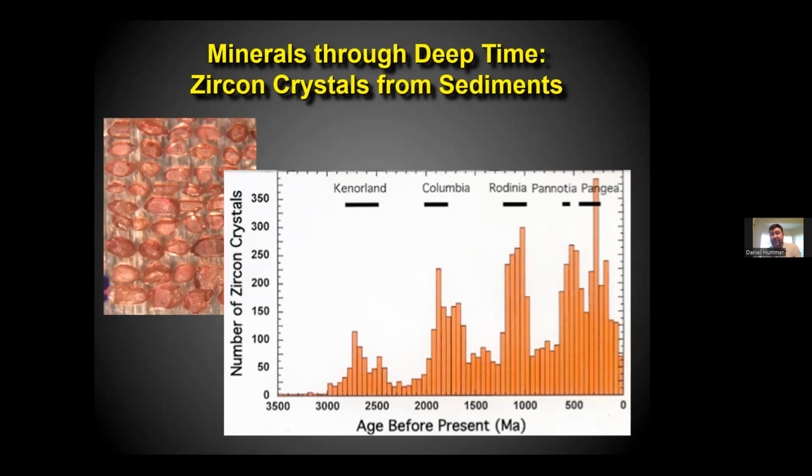So this is the sequence of supercontinents that we've seen on the planet: Kenorland, Columbia, Rodinia. Pannotia was a somewhat smaller one, and then of course Pangaea, which started breaking up some 60 to 70 million years ago. So we know that mineral formation, at least these kind of primary igneous minerals, is very largely driven by tectonics, by these tectonic cycles.